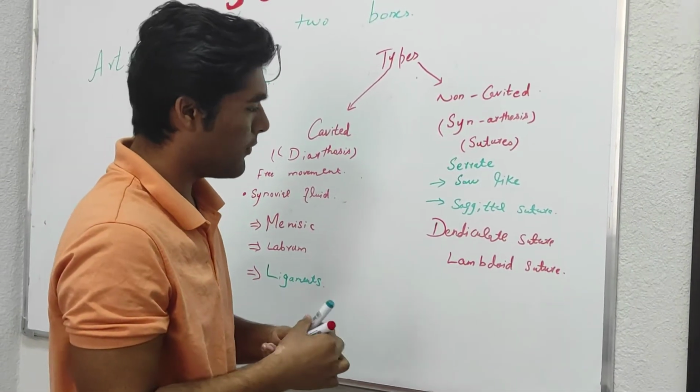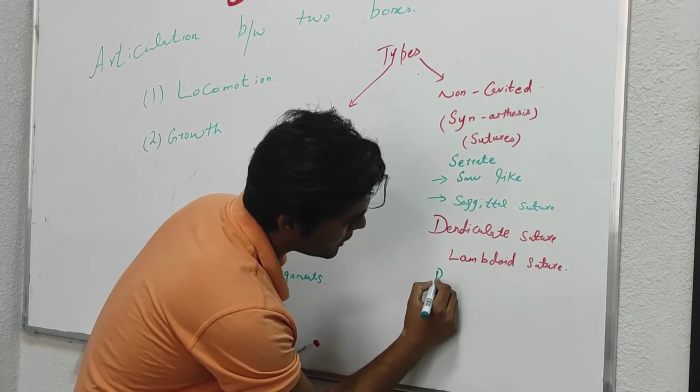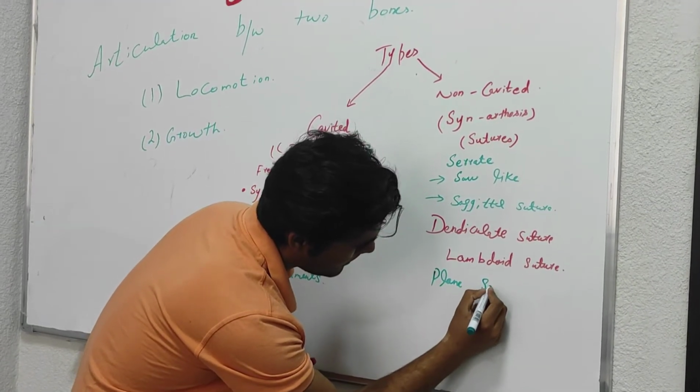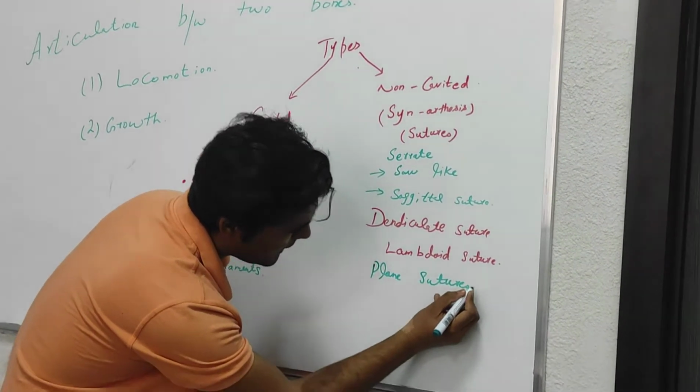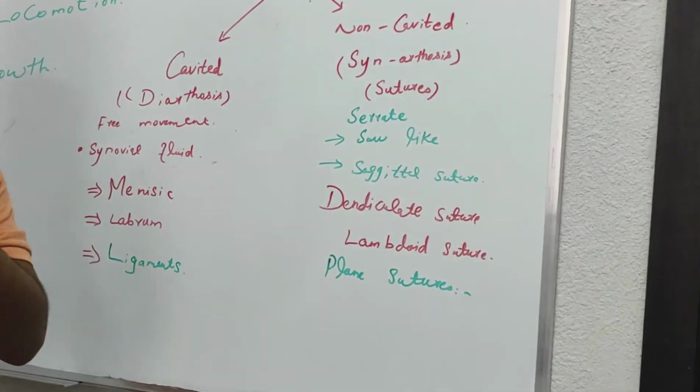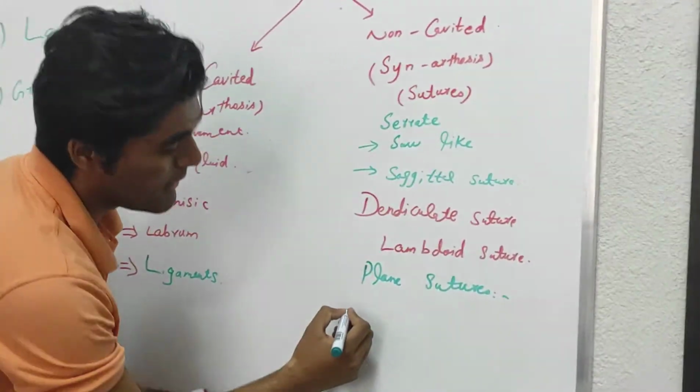And our third type of suture is the plain suture. Plain sutures are intermaxillary sutures between our maxillas.